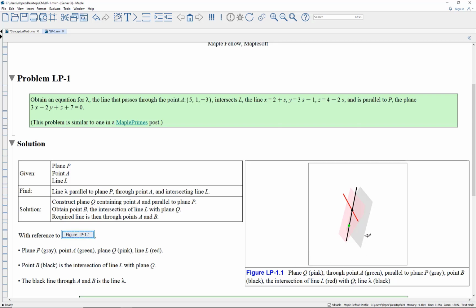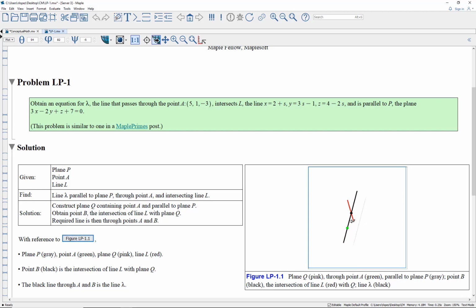This gray plane is the plane P. That's the given plane. The line we're looking for is parallel to that plane, so it lies in a parallel plane. That's what this pink thing is. It's a plane parallel to the given plane. So here's this line through A. It intersects this red line, which is the line L.